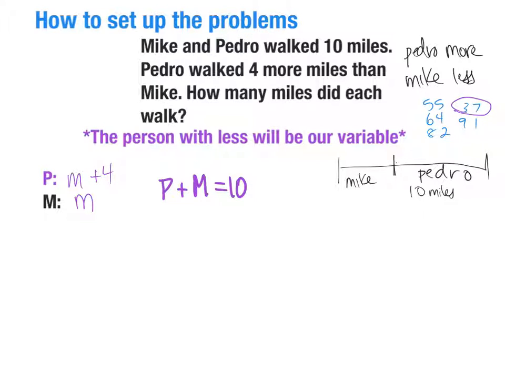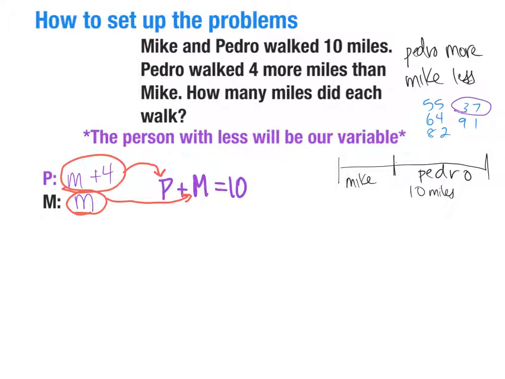Well, I don't want two variables in my math problem ever. I want them to both be one variable that I can solve easily. We don't want a P and we don't want an M. But over here, I said what P was. P was M plus 4. And over here, I said what Mike was. Mike was M. So I need to do substituting, and I need to be replacing here.